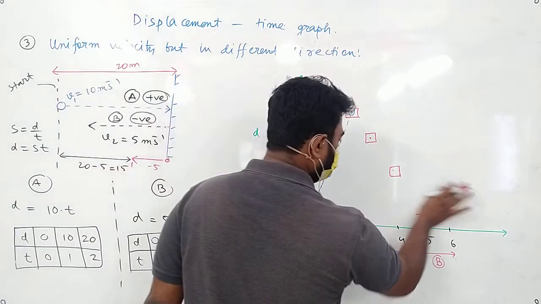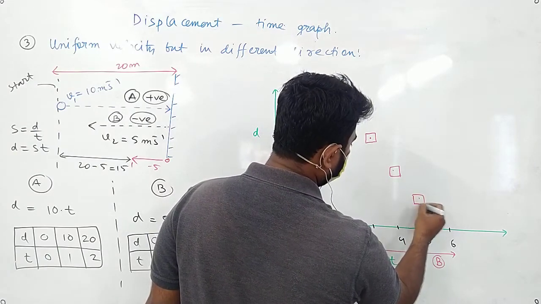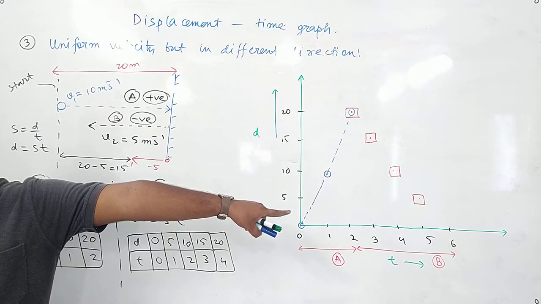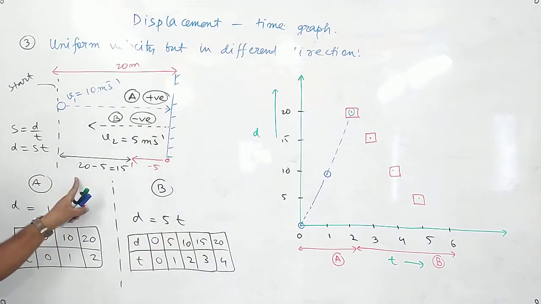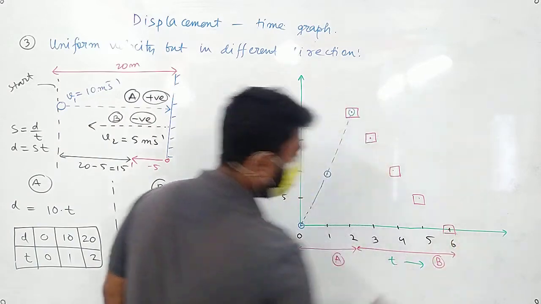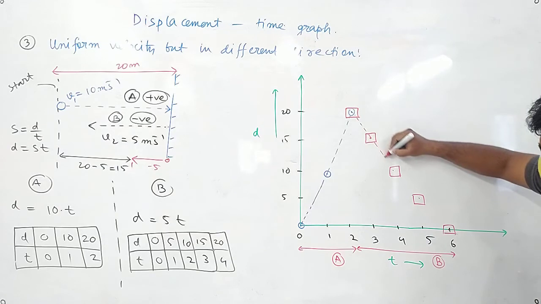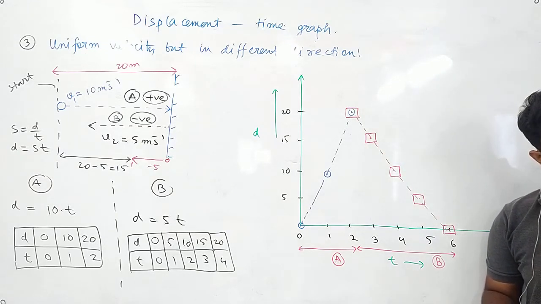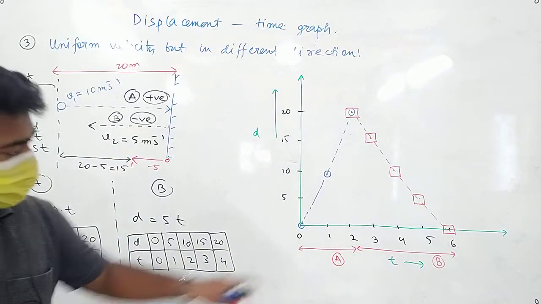And where will he be at 4 seconds, that is at 2 plus 4, 6 seconds? Where will he be? 20. 20 minus 20 will be 0. That means he will be here. Is that clear? If I join them, what kind of a graph am I getting? Straight line. Clear? That's 0 displacement.